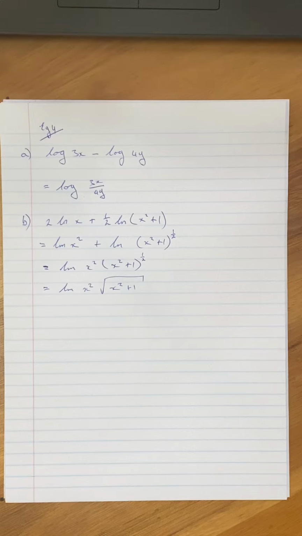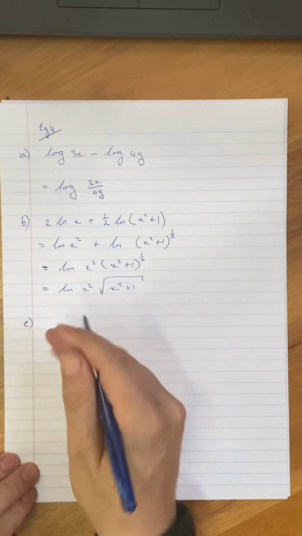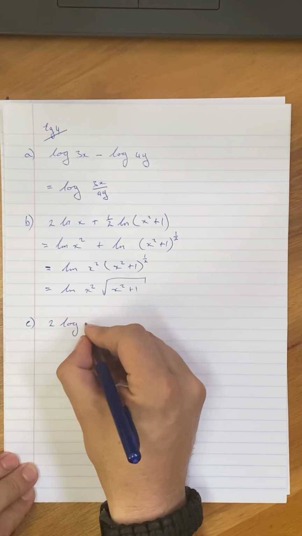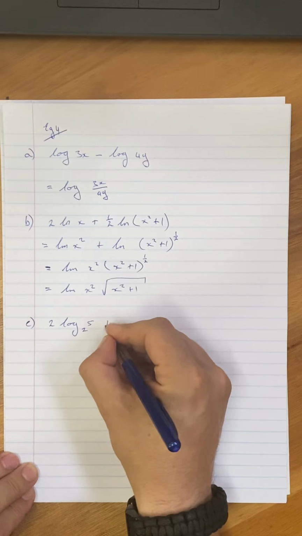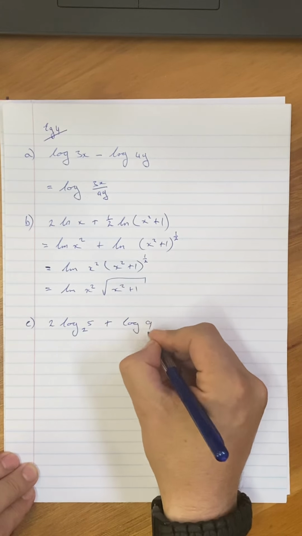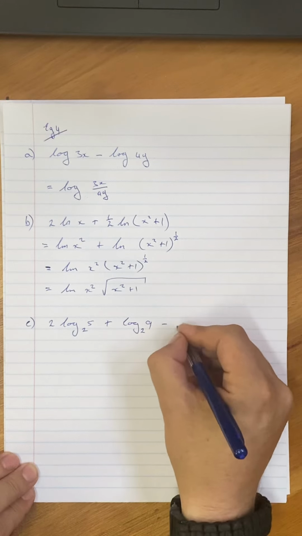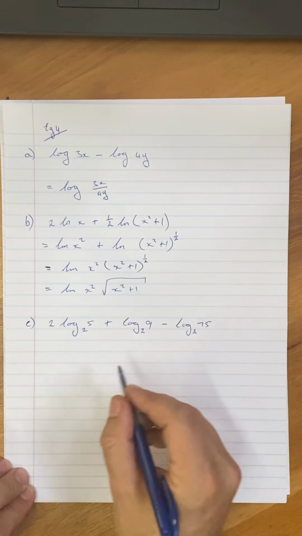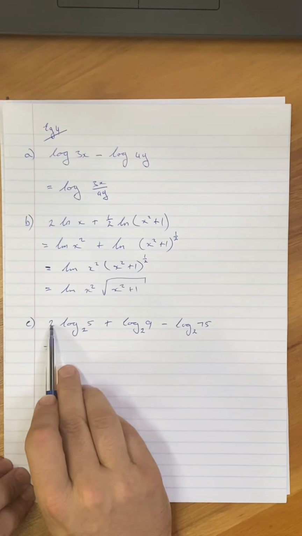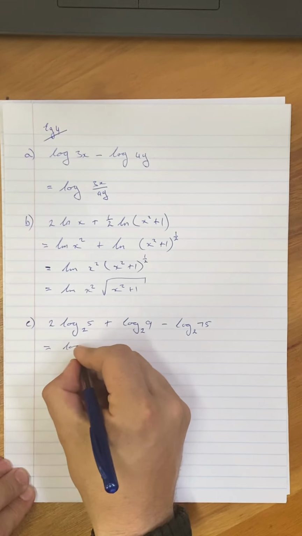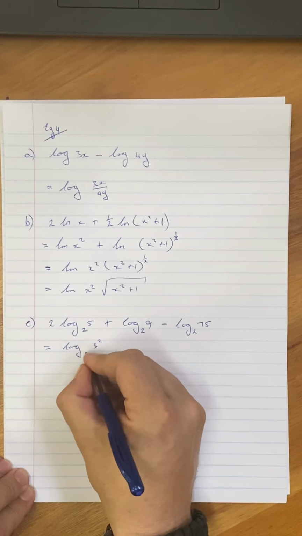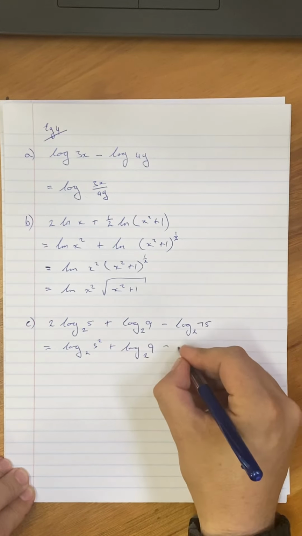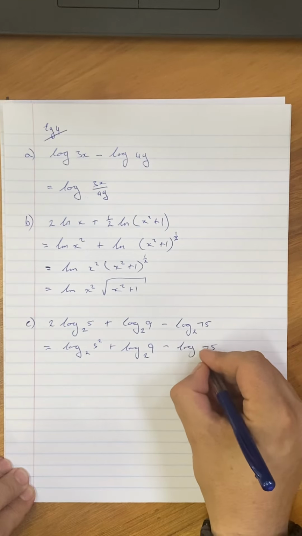Example C. We've got 2 log 5 base 2 plus log 9 base 2 minus log 75 base 2. Okay, so first things first, I just need to take that 2 to the top there, and we get log 5 squared base 2 plus log 9 base 2 minus log 75 base 2.